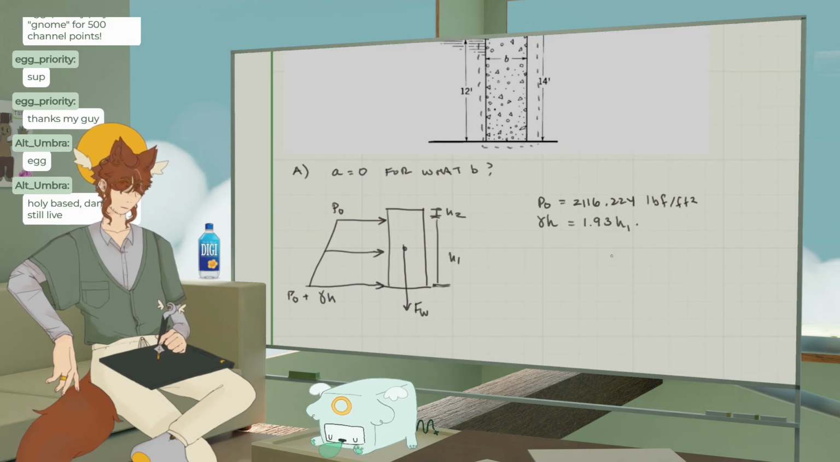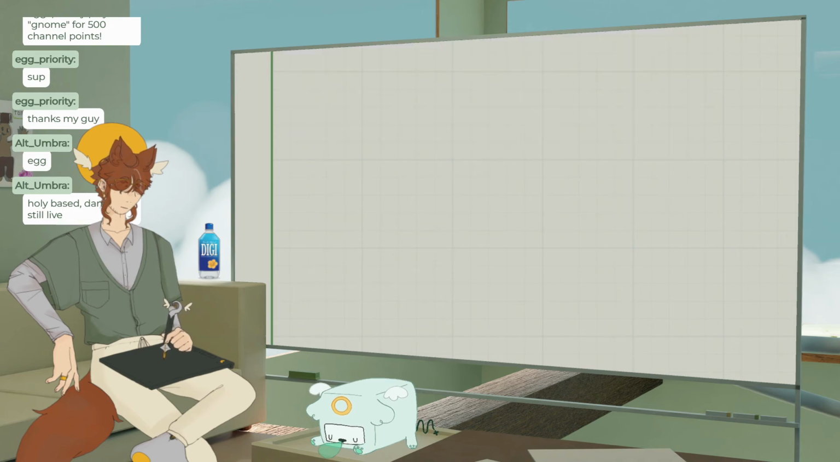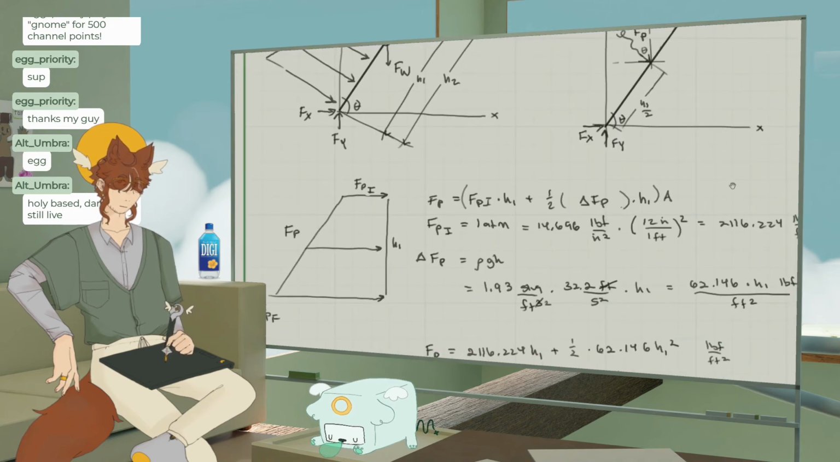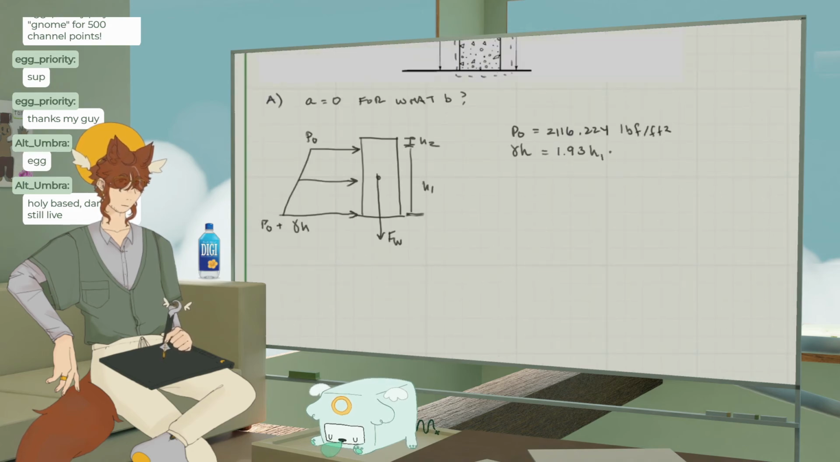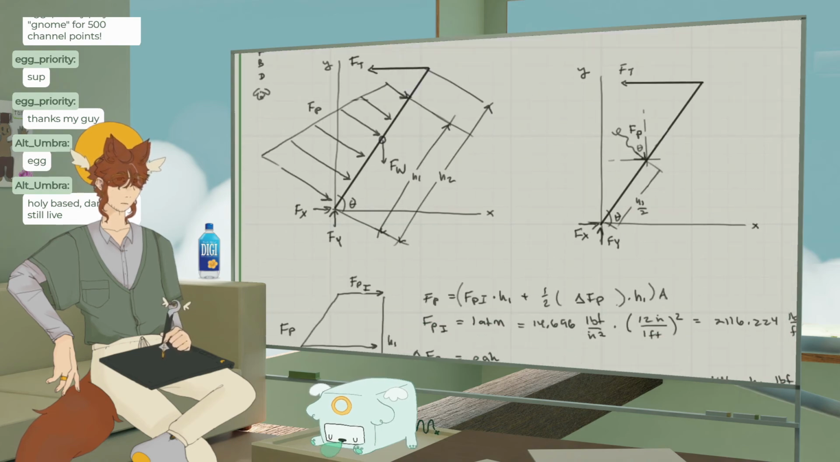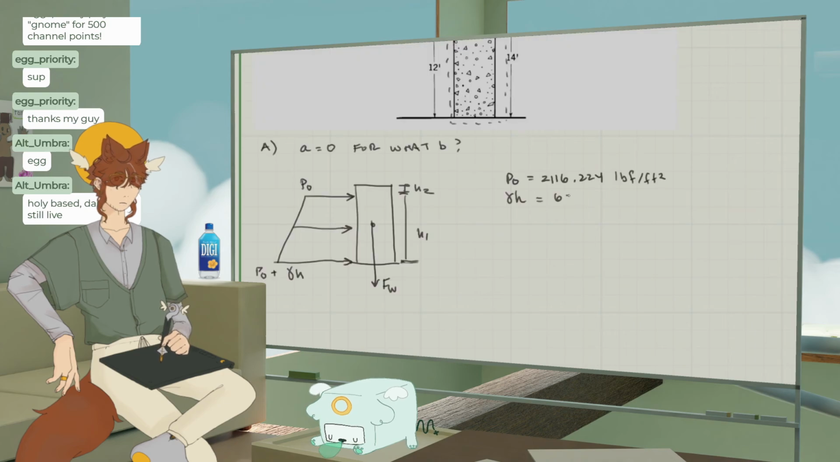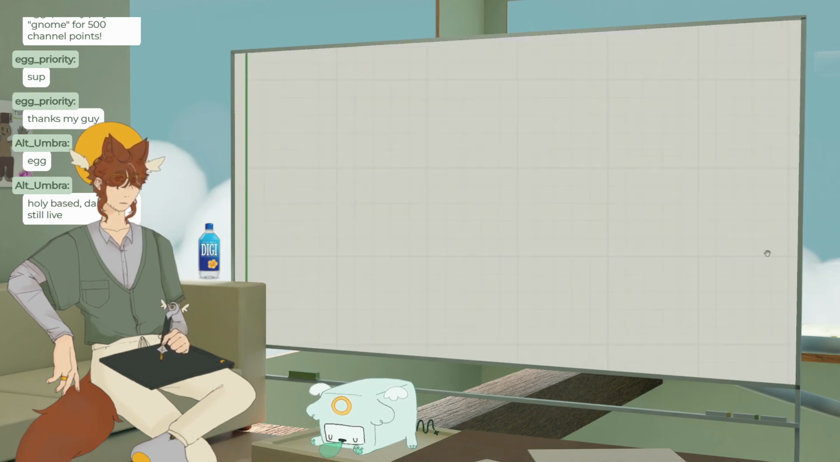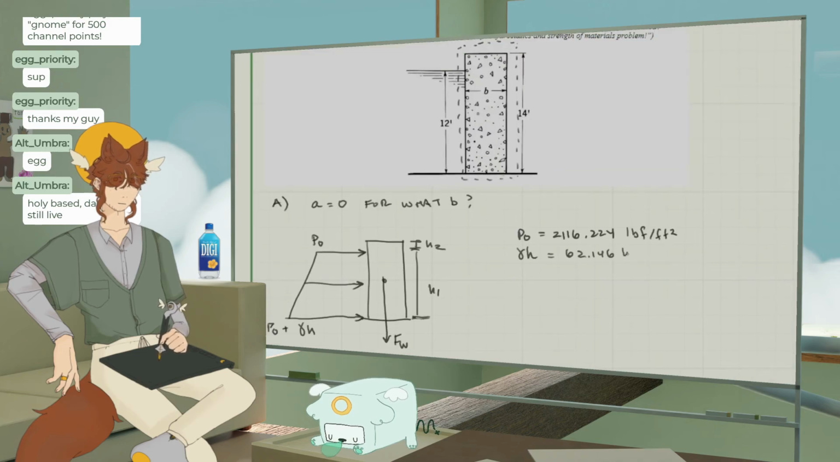H1. Pounds force per foot squared. Nope, I lied. It's 63 point... I did this work already, so I'm not gonna... 62.164. 146. Dyslexia. Okay, H1. Cool.